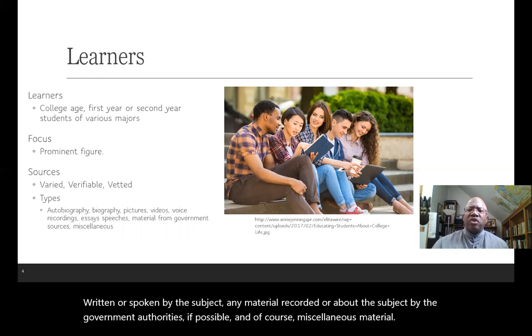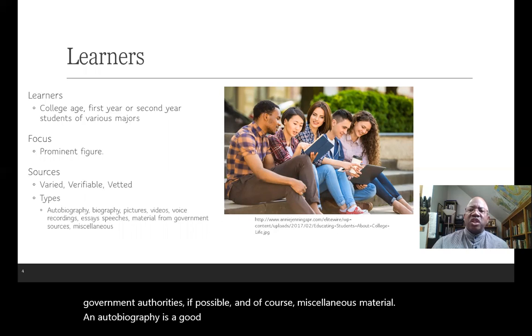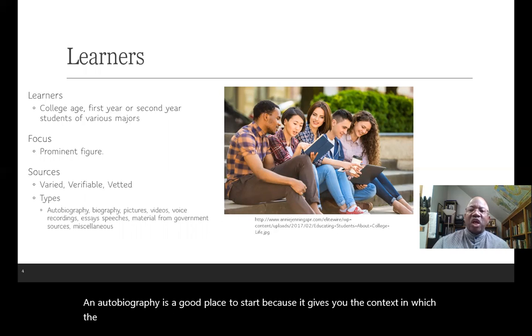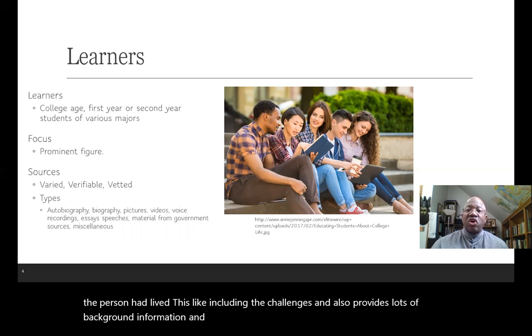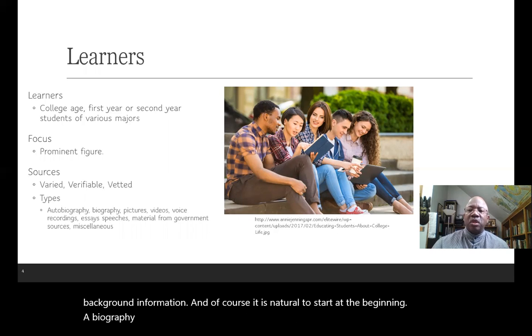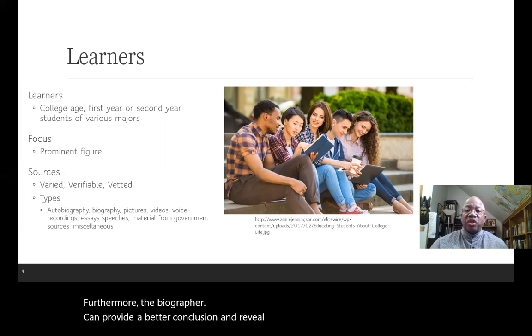An autobiography is a good place to start because it gives you the context in which the person had lived this life, including the challenges, and also provides lots of background information. And of course, it is natural to start at the beginning. A biography is removed from the subject and can be a bit more unbiased. Furthermore, the biographer can provide a better conclusion and reveal information not known by the subject.